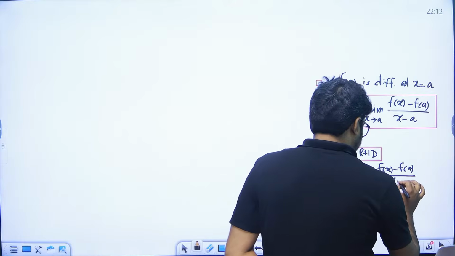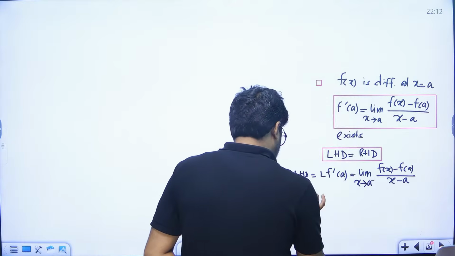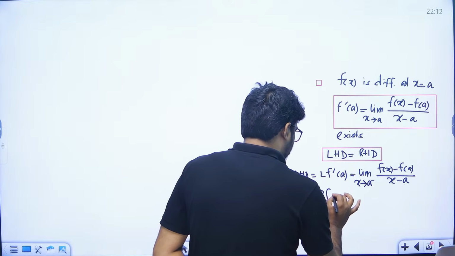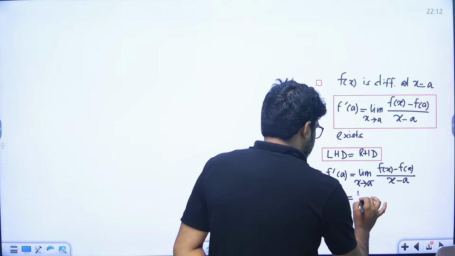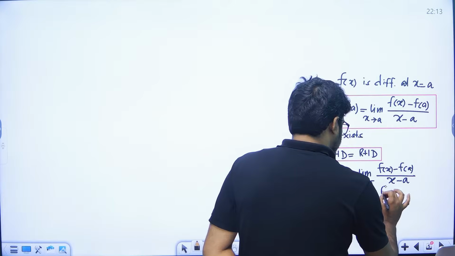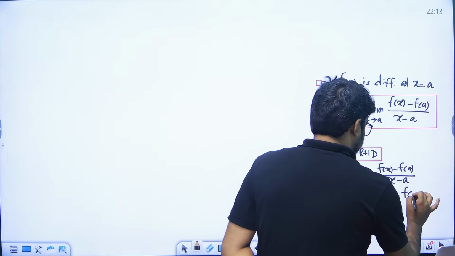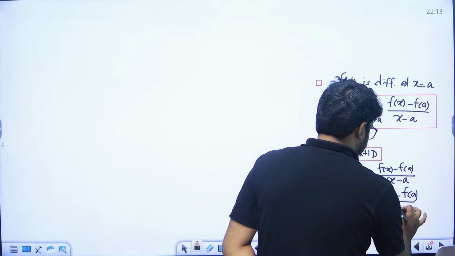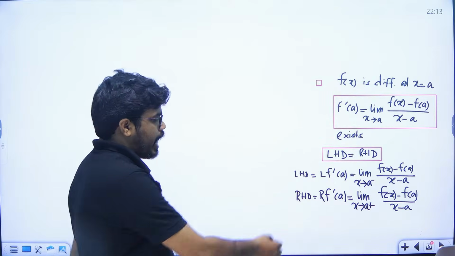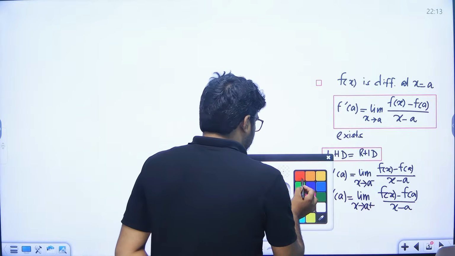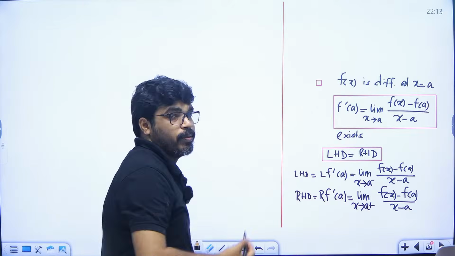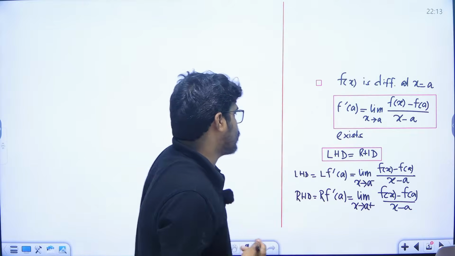f(x) minus f(a) divided by x minus a. And what is the right hand derivative? The right hand derivative is denoted by Rf'(a). That is the limit as x tends to a plus of f(x) minus f(a) divided by x minus a. So if the left hand derivative and right hand derivative exist and they are equal, then we say that the function is differentiable or derivable at the point x equals a.